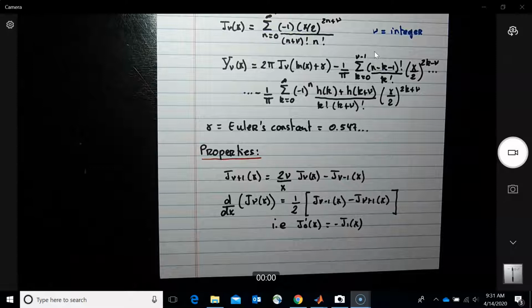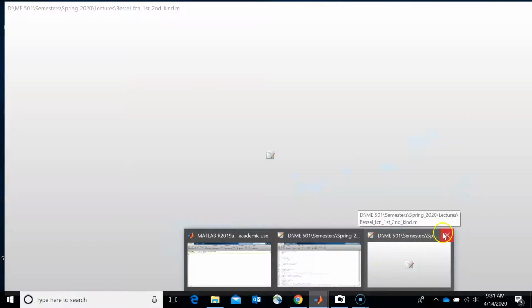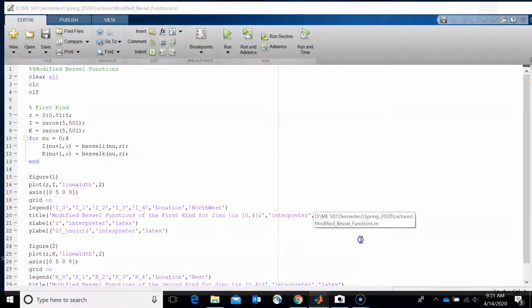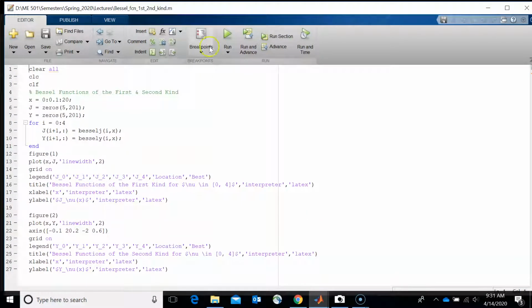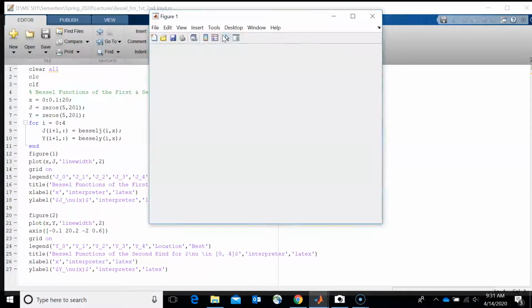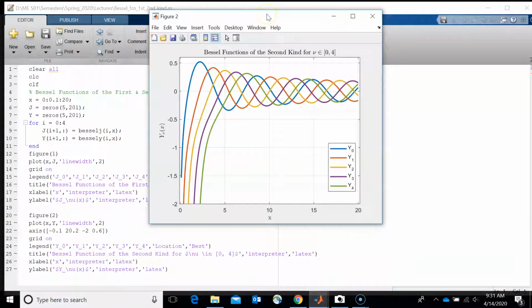I know these functions look extremely complicated, but I think I mentioned it in another video. Let me see if I can come over here. Close this one. So this is the modified Bessel. That's not the one I want to look at. It's this one here. So if we open this file and run it, it just took some time. This is of the second kind, but we're not interested in that now.